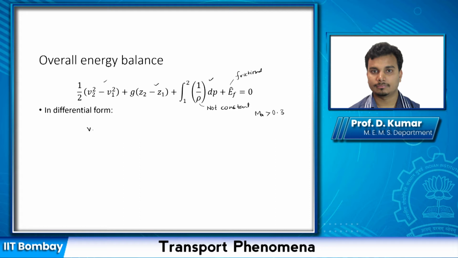So in differential form, this can be written as V dV plus g dz plus dP by rho, and then the friction term EF, which is 2L by D times V squared times f. From the previous slide, we know V squared is G times V hat, so we can write it as 2 G squared V hat squared f by D, and when you write in differential form, we write it as dL.